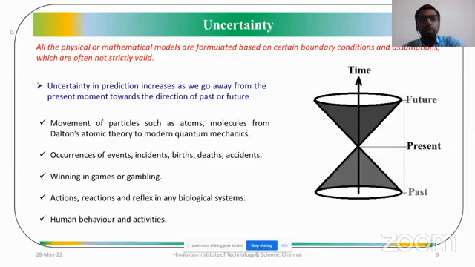All the physical or mathematical models are formulated based on certain boundary conditions, as we have discussed previously, with certain assumptions that the manufacturing has been done with no error. It is an unbiased coin, so the outcome will be 50%. The floor is not rough, there is no muddy floor. So these are the boundary conditions. All the physical and mathematical models are formulated based on certain boundary conditions and assumptions, which are often not strictly valid.